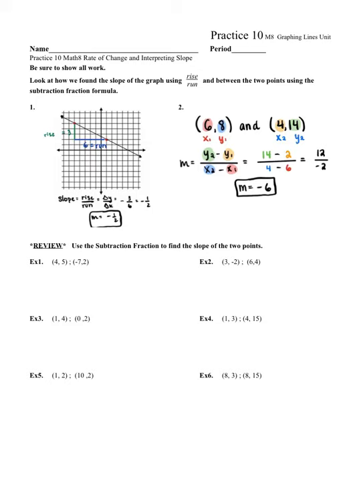Hi, this is Mrs. Dubois to go over practice 10, rate of change and interpreting slope. And we're going to take a slight dip into whether something is linear or not, whether data is linear or not.